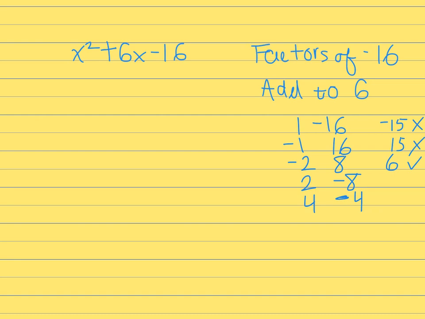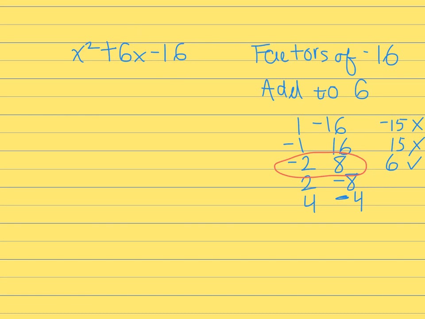So the numbers that we're looking for are this pair that I circled, negative 2 and 8, because that adds up to 6, and it multiplies together to be negative 16. Just to make sure you understand where I'm getting these numbers from, we have to do factors of negative 16, because that's what c is. It's x squared plus bx plus c. So c is negative 16, so I have to find factors of negative 16. The 6 comes from right here, the b. So it's always that they have to multiply together to be c, and add together to be b.